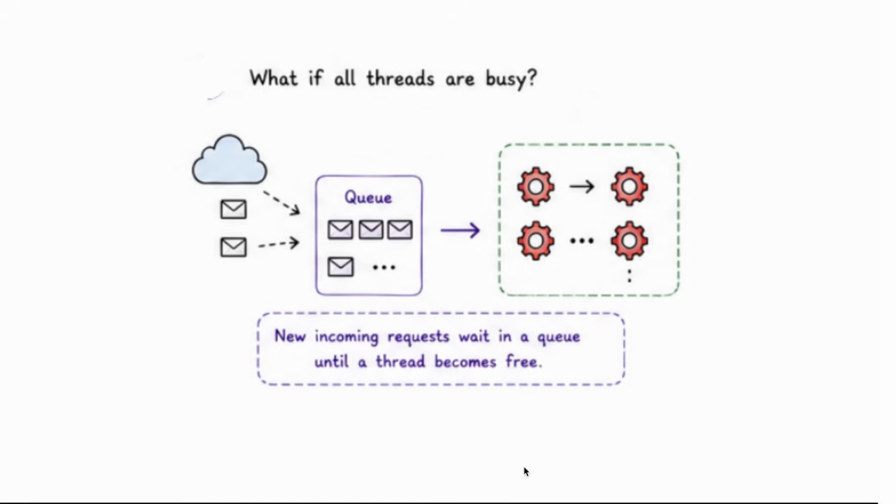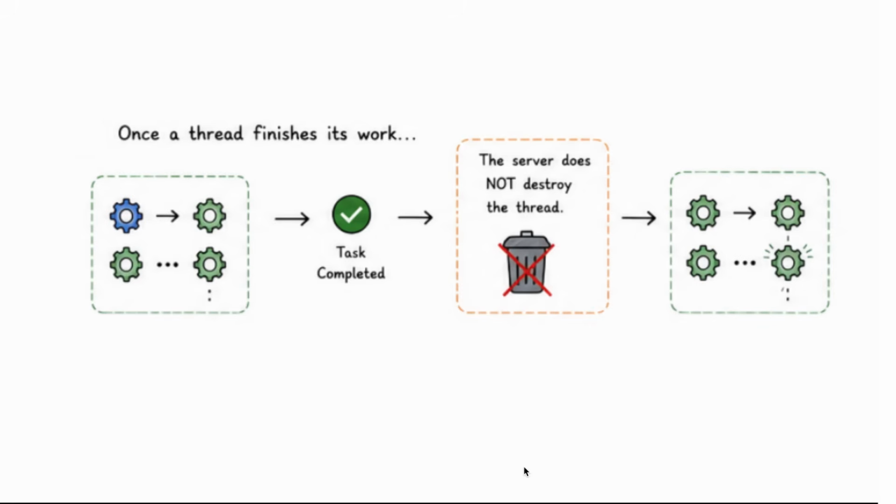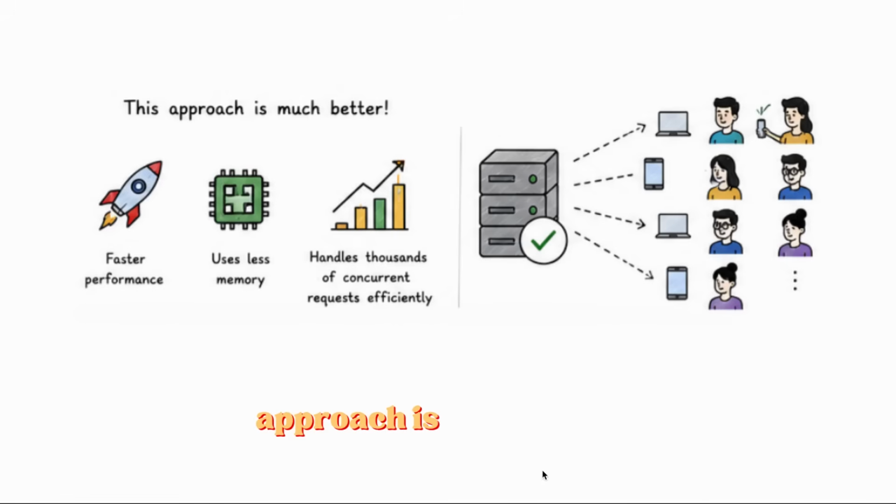Now, what if all threads are busy? In that case, new incoming requests temporarily wait in a queue until a thread becomes free. And once a thread finishes its work, the server does not destroy it. Instead, it reuses the same thread for another incoming request. This approach is much faster, uses less memory, and allows the server to efficiently handle thousands of concurrent requests.